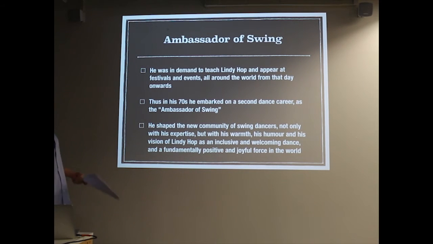So as soon as he was brought out of retirement, he was in demand to teach all around the world. This poor man in his 70s, we flew him to every continent and forced him to teach us this dance. So he had a second dance career as the ambassador of swing, which he started when he was in his 70s.